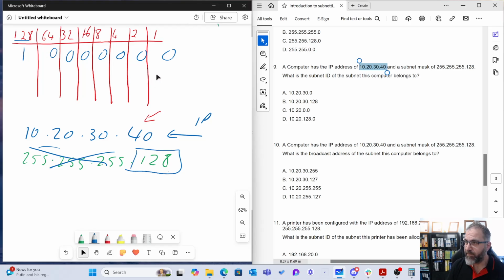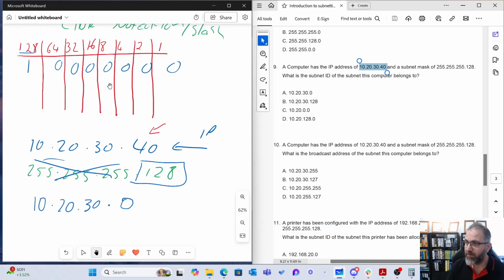Now check this out. How many networks can I have? We always start with 0. So the networks that we have are 10.20.30. That's always going to be the same. But we can start with 0. That's the first one. And we count in 128s. This is the incremental, the magic number here. We're going to count in 128.